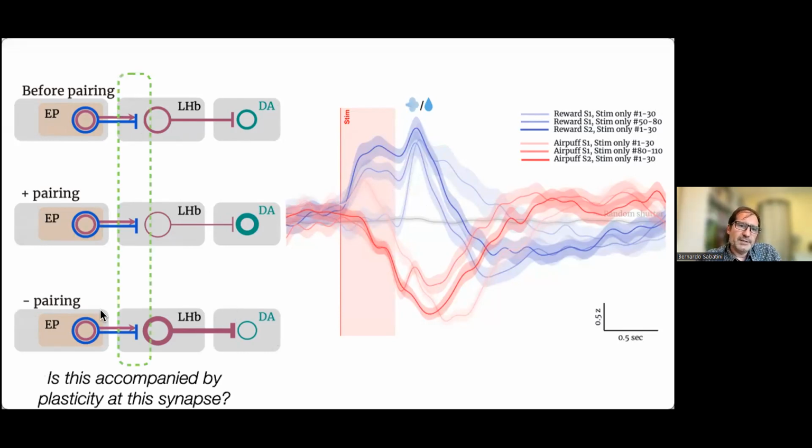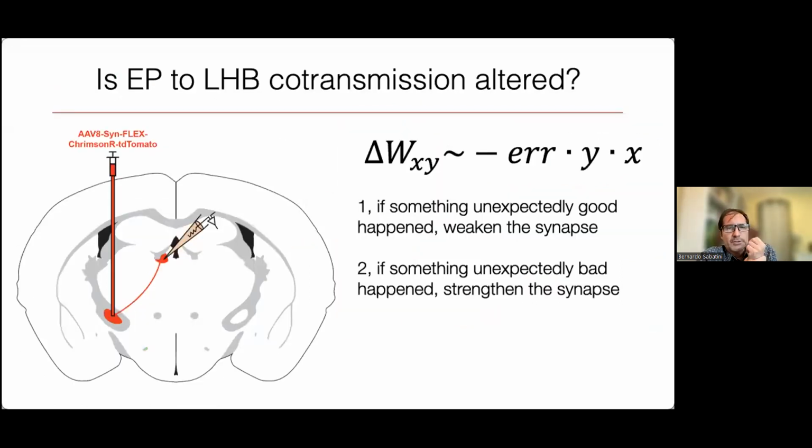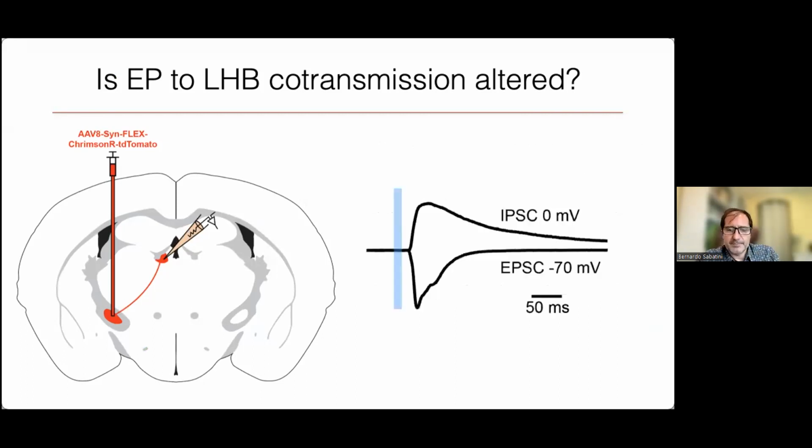Now, I proposed that the site of plasticity was this synapse here. And so do we have any evidence for that? So remember this three-factor learning rule. It says that if a synapse and a cell are active when something unexpectedly good happens, we should weaken that synapse, make it more GABAergic. And if something unexpectedly bad happens, we should strengthen that synapse, make it more glutamatergic.